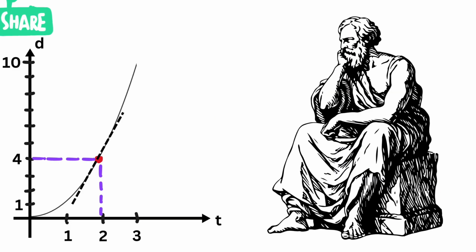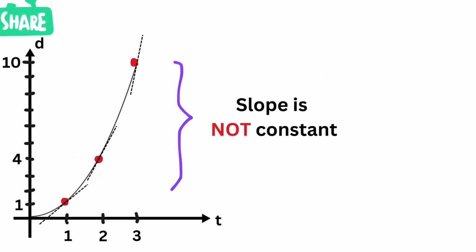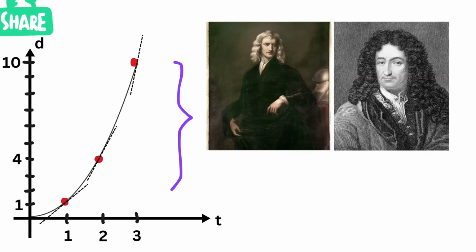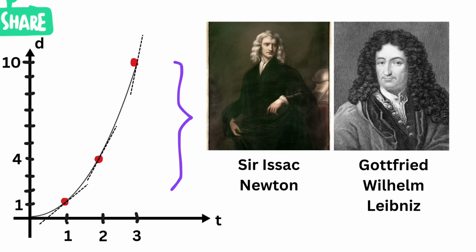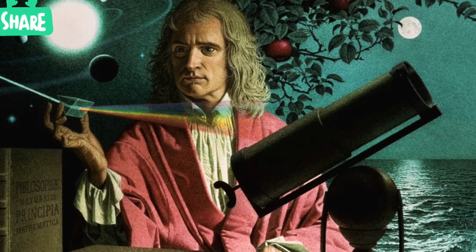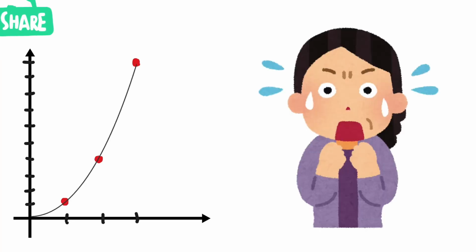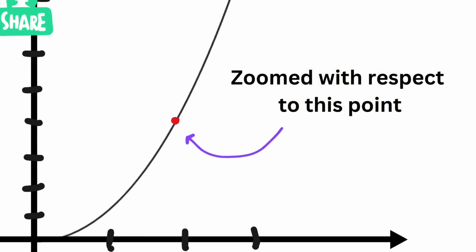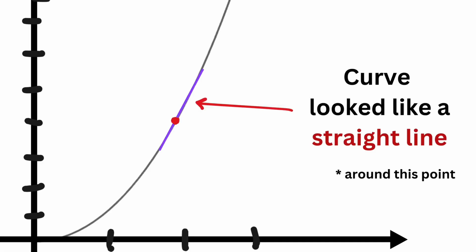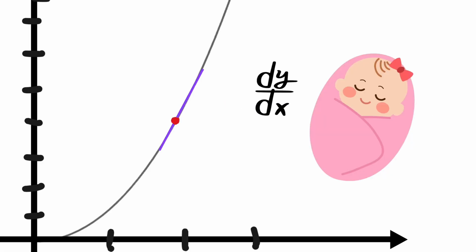Back in the 1600s, this was a huge problem. The slope wasn't constant anymore. People could draw the curve, but they had no idea how to calculate the slope at any specific point on it. And then came geniuses like Isaac Newton and Gottfried Wilhelm Leibniz in the late 1600s. Both of them, working separately, came up with a groundbreaking idea. Instead of thinking about the whole curve at once, they zoomed in really close, so close that the curve looked almost like a straight line. This is how the concept of the derivative was born.